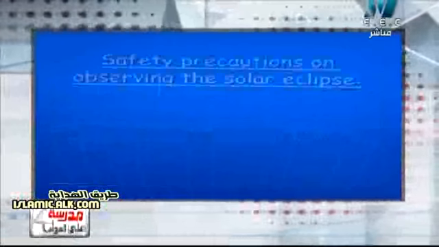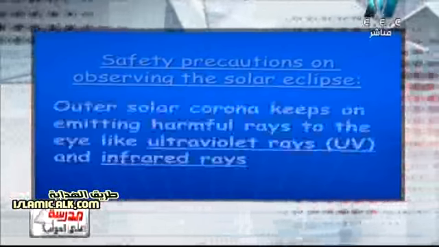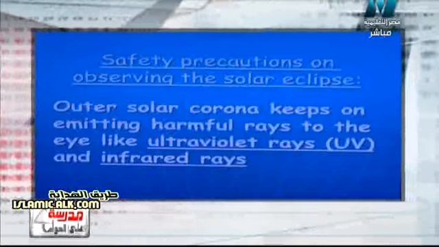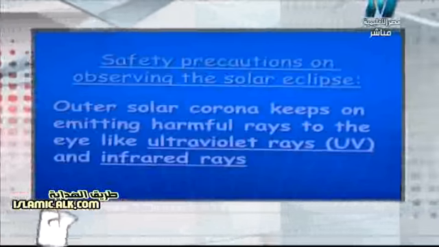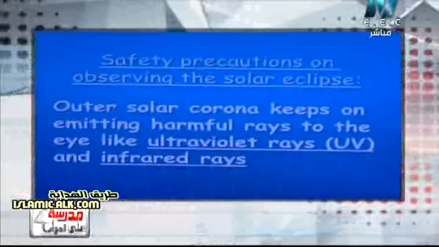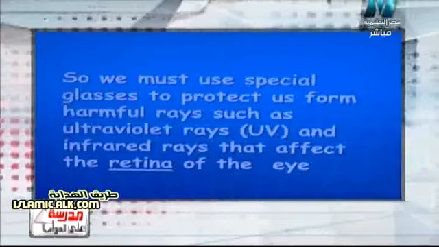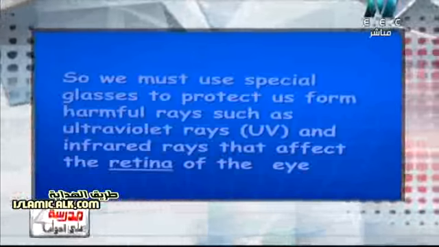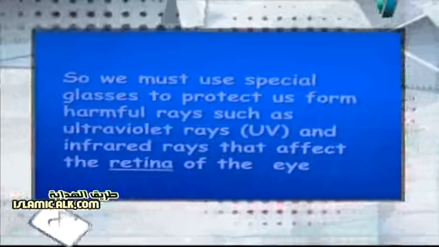Okay, so the safety precautions in observing a solar eclipse. As I said, it's a very dangerous phenomenon. It is a very important and very interesting phenomenon, but at the same time very, very dangerous. So we must take care, because the outer solar corona keeps on emitting harmful rays to the eye, like ultraviolet rays, UV, and infrared rays. We must wear special glasses to protect us from these harmful rays that affect the retina of the eye. This phenomenon is very dangerous because it affects the eye retina, since it sends very harmful rays like ultraviolet or infrared.